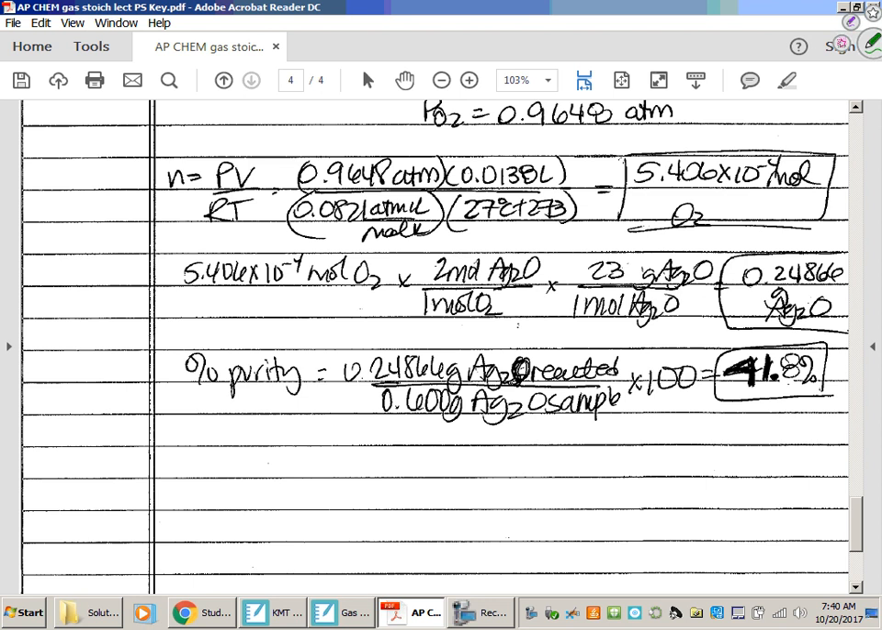We really can't goof this up too much because it's like the same thing over and over. So once you get to your grams of silver oxide, it asks for purity. So it told you how much initial sample you had. Obviously it was not very pure because only a portion of it actually reacted. So you take your portion over your total times 100, 41.8%.